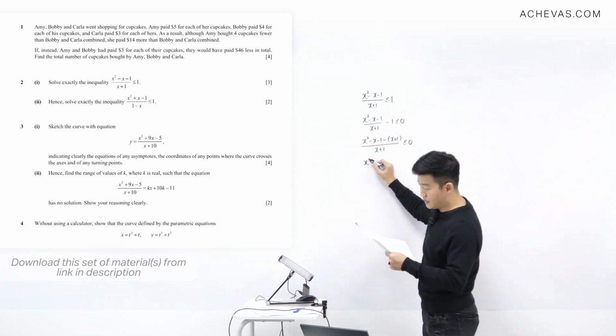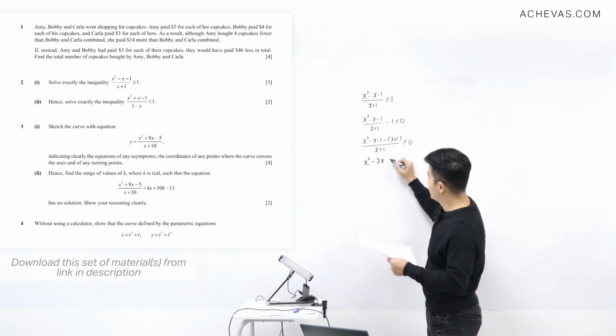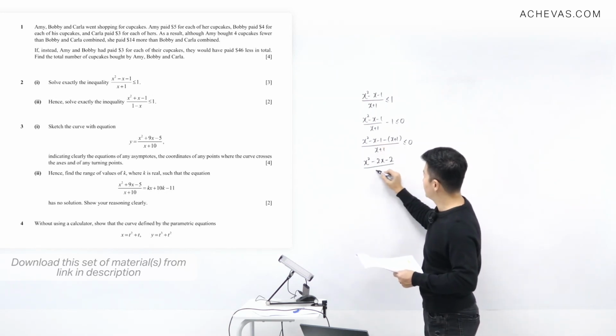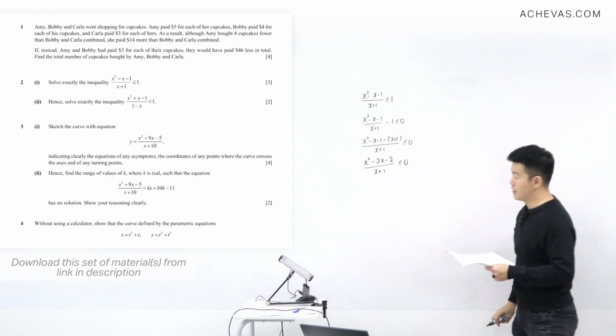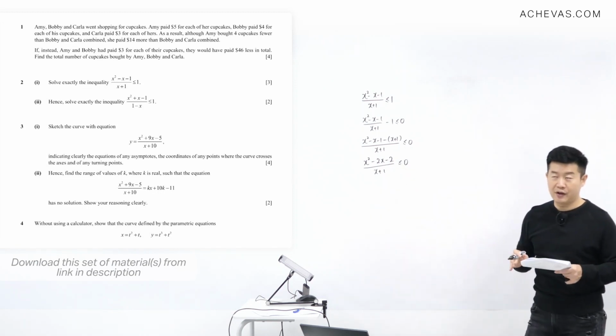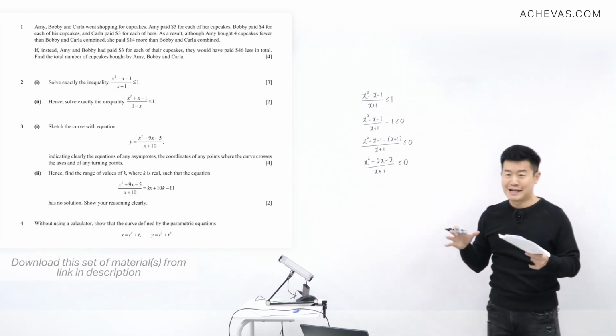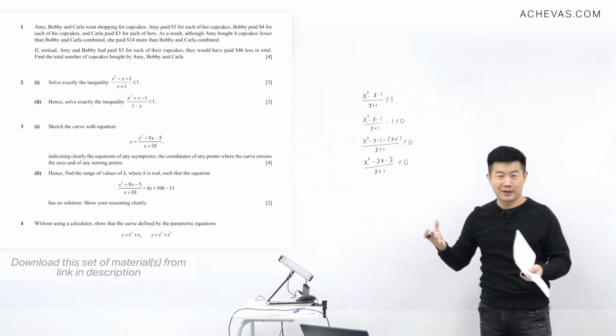So we will have x squared, negative x, negative 2x. Then negative 1, negative 1 gives me a negative 2. This divided by x plus 1 is less than or equal to 0. We're going to try to factorize the numerator further, but we are not going to be getting nice numbers. So we can't do the cross method to factorize this.